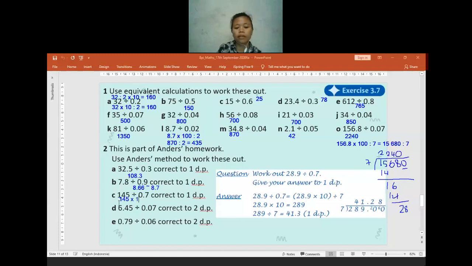Okay. So in here, we are going to do the same thing. We have to do 145. We multiply it by 10 first, and then the result we divide it by 7. So it means we have 1,450 divided by 7. Then you can do a calculation. Wait.